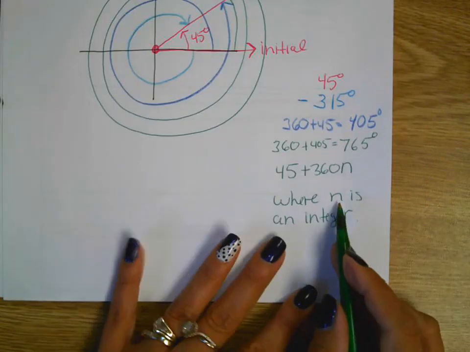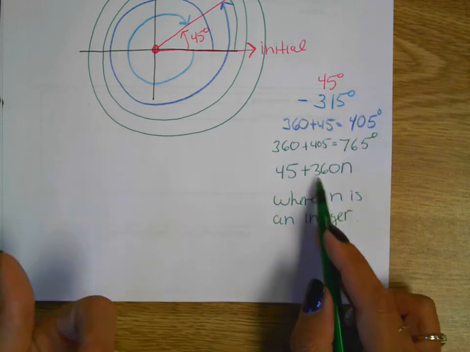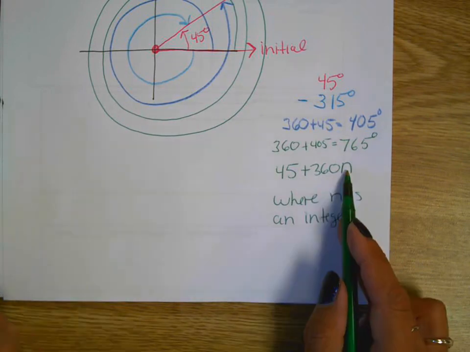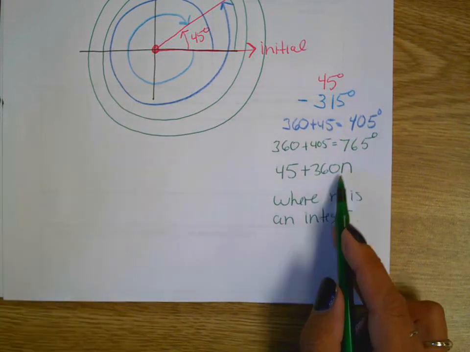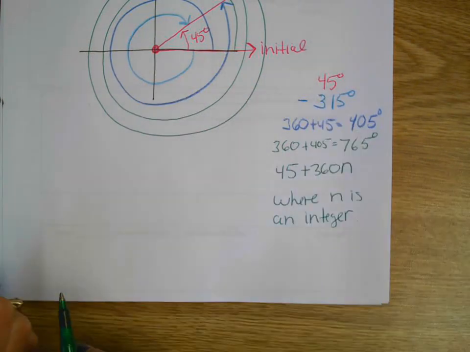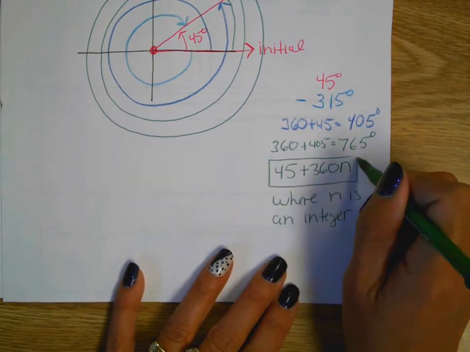Because if we put a 2 in there, that's saying add 360 2 times. If I put a 3 in there, that's saying add 360 3 times. Or a 4. Or a negative 1 would be subtracting 360 once from it. Negative 2 would be going backwards twice. So there's an expression that will give you all of those.